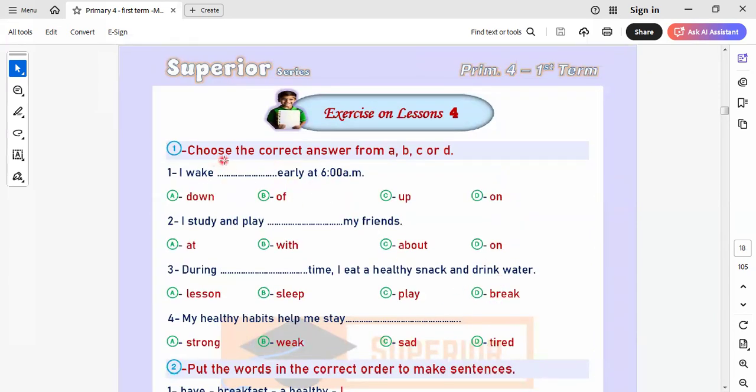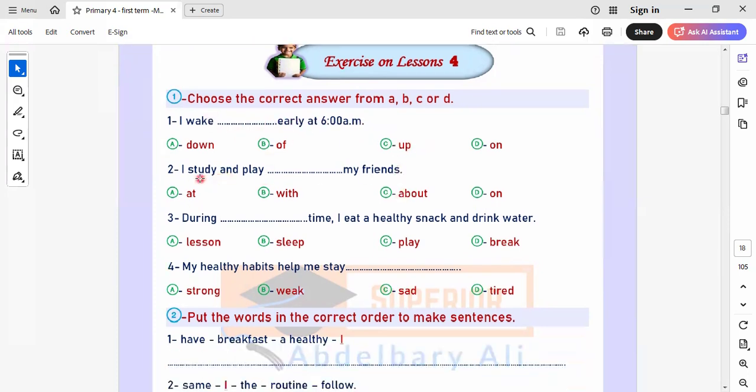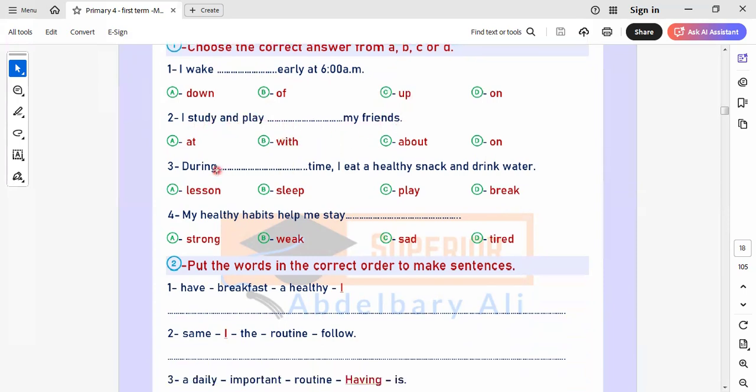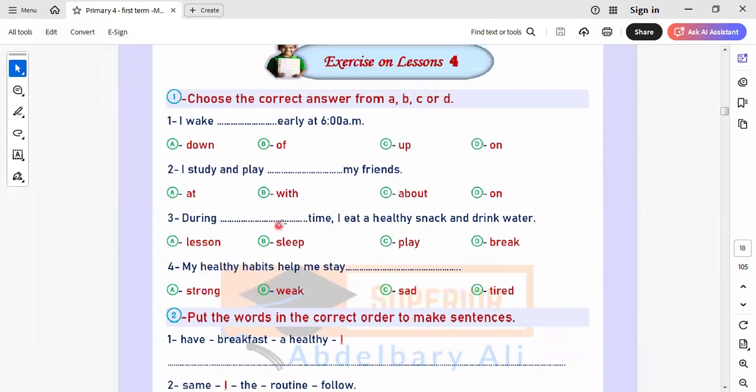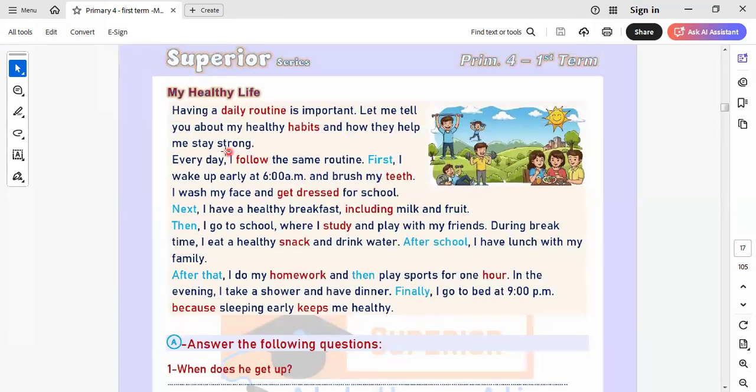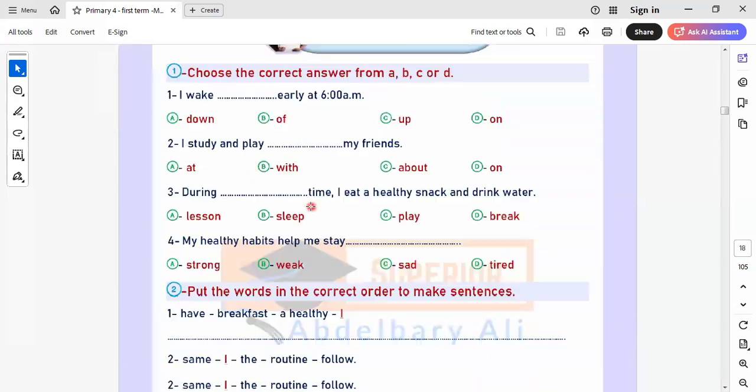Here we have the last lesson that we learned. I woke up early. It will be here, I woke up. I answered, but I would like to help you answer what I answered before. I study and play with my friends. During break time, I eat a healthy snack and drink water. It will be here, break. My healthy habits help me stay strong. Healthy habits make me what? Stay strong. Let's go to the last one here.